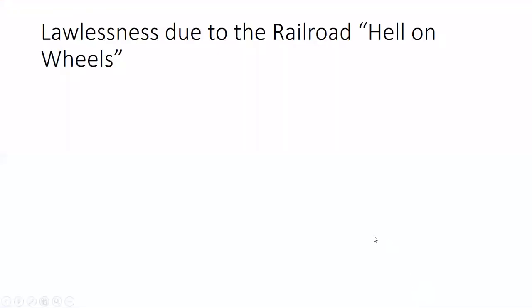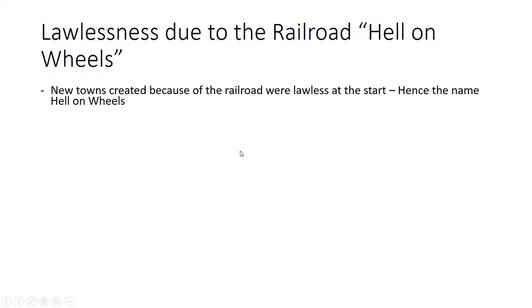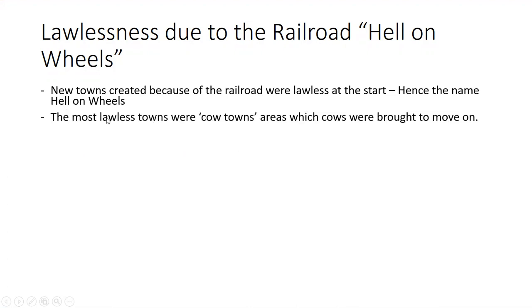Moving on. Another consequence of the railroad was the lawlessness that it brought. Because of the railroad, new towns were created, and they were lawless at the start. Remember, lawless means there was a lot of crime, hence the name Hell on Wheels. The most lawless towns were cow towns, areas which cows were brought to move on. So cows were brought to certain towns, put on the railroad, and sent somewhere else.